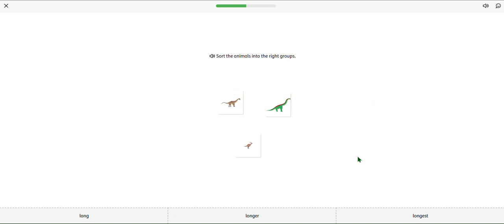Sort the animals into the right groups. Long, longer, longest. The smallest of these, or the shortest, is this one. So that goes in our long, longer, and longest. Sort the objects into the right groups. Heavy, heavier, heaviest. The car, so they're all heavy, but the car would weigh the least amount in this group. Then the van, and then the big plane would be the heaviest of them all.